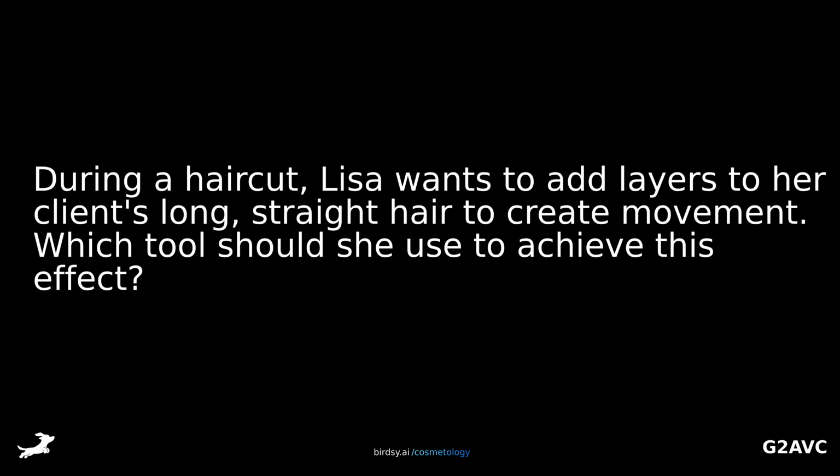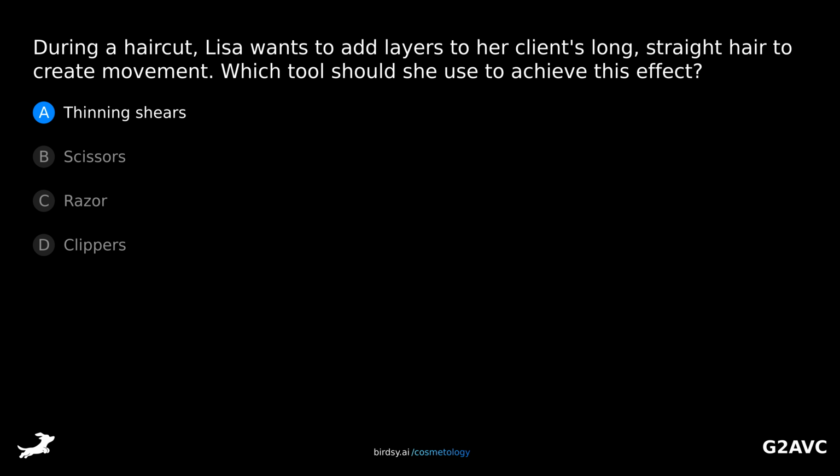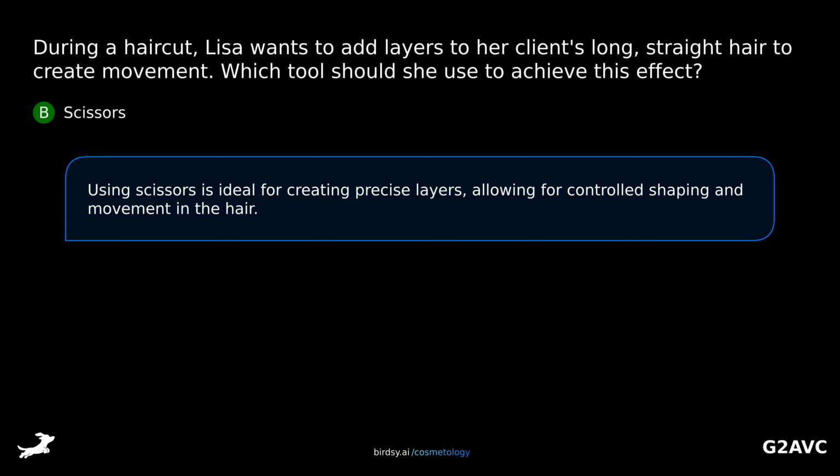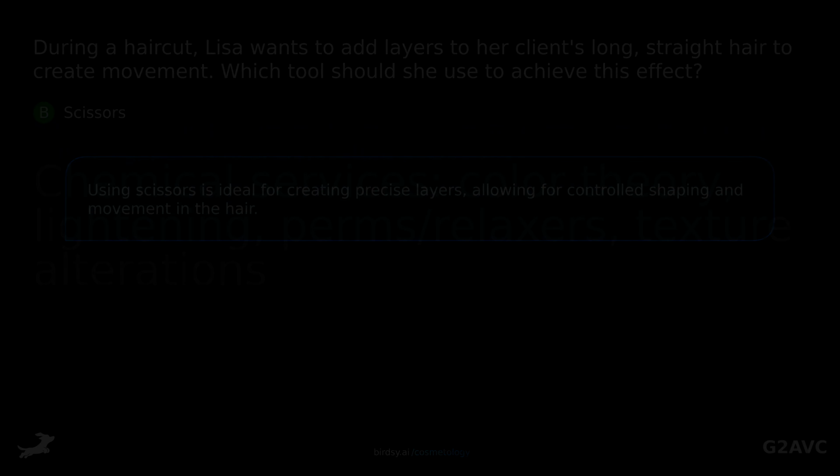During a haircut, Lisa wants to add layers to her client's long, straight hair to create movement. Which tool should she use to achieve this effect? Is it A, thinning shears? B, scissors? C, razor? Or D, clippers? The answer is B, scissors. Using scissors is ideal for creating precise layers, allowing for controlled shaping and movement in the hair.